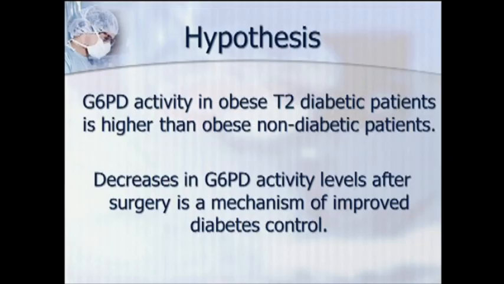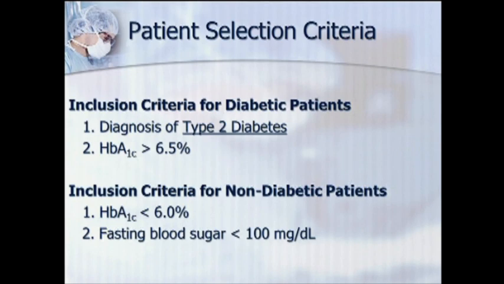So taking all this in, we decided to formulate a hypothesis on all the animal studies and really incorporate one of the first human studies on G6PD. So we decided that G6PD activity in obese type 2 diabetic patients is higher than the obese non-diabetic patients, and decreases in G6PD activity levels after surgery would be a mechanism of improved diabetes control. So we took our patients and put them into two separate groups based on whether they were diabetic or non-diabetic. Of course, we only enrolled type 2 diabetics, and we placed them into their groups based on their hemoglobin A1C.